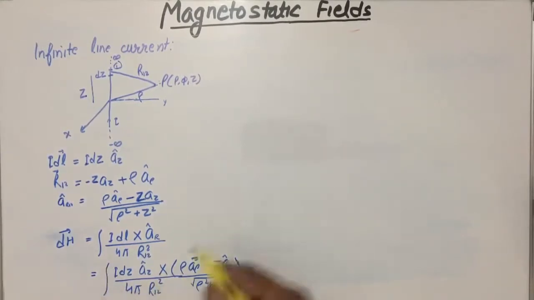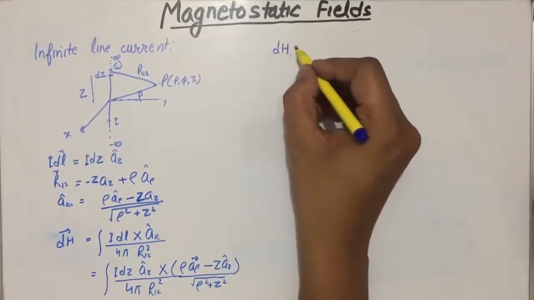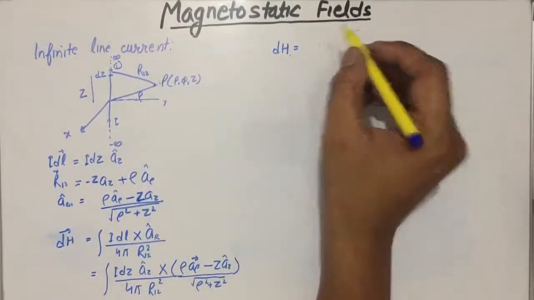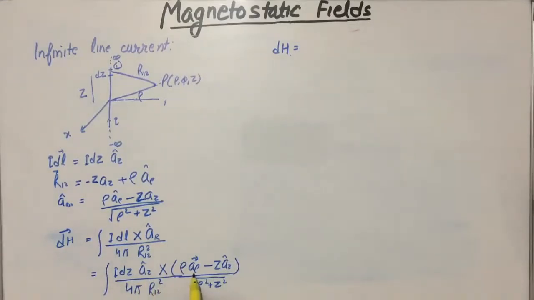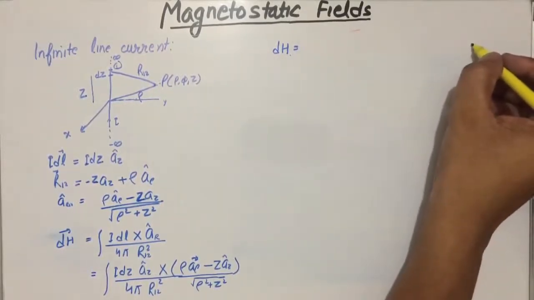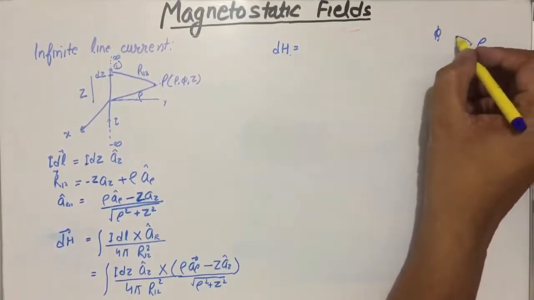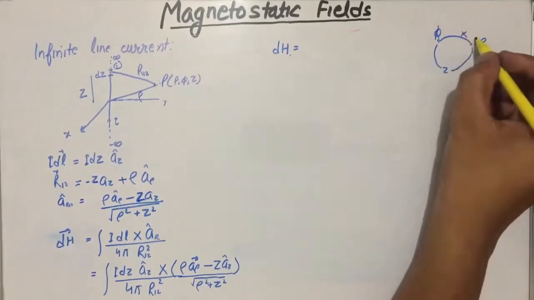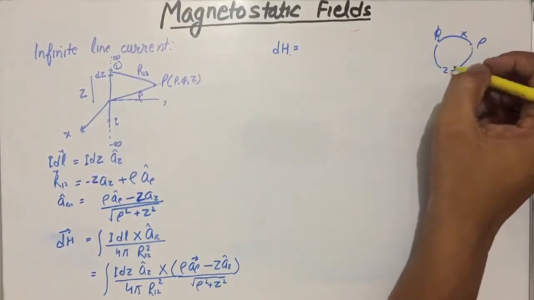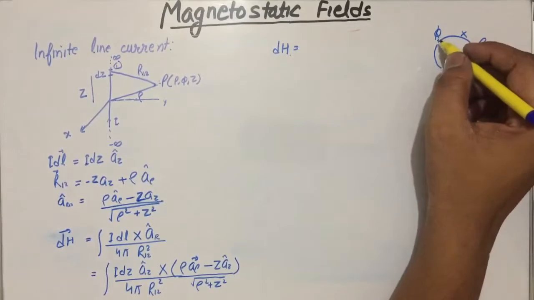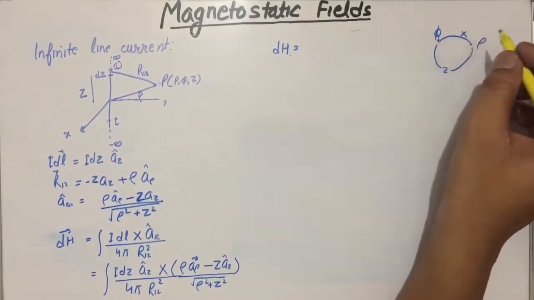Now simplify this. dH can be written as I dz, you can take it out. az and arrow will be a cross product, and az and az will be a cross product. If you have rho, phi, z, then the cross product of rho and phi gives the az direction, the cross product of phi and z gives the arrow direction, and so on. We have studied this very well in unit 1.